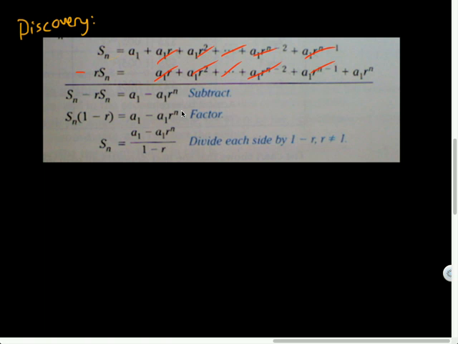We get that? Yes. It's similar to what we did last time, except the last time, what did we do? We added them together, and we added the same equation together for both. This time we multiplied by r first, and then subtracted them.